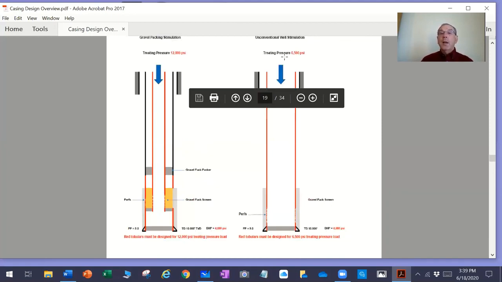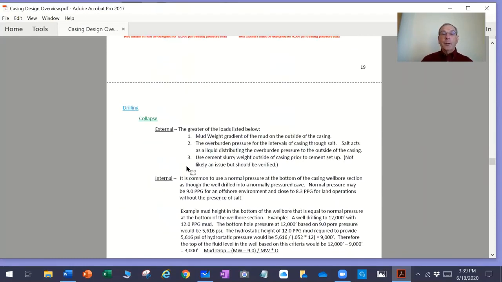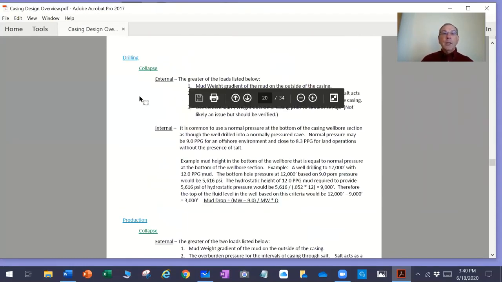And so therefore we would have to have a rating for stimulation of either 6,500 pounds if we were pumping down the casing, or the lower portion of this well would have to be rated to something like 12,000 pounds to avoid rupturing the casing out of zone. So that's the stimulation examples that I wanted to show. Now, I'm going to switch to collapse.